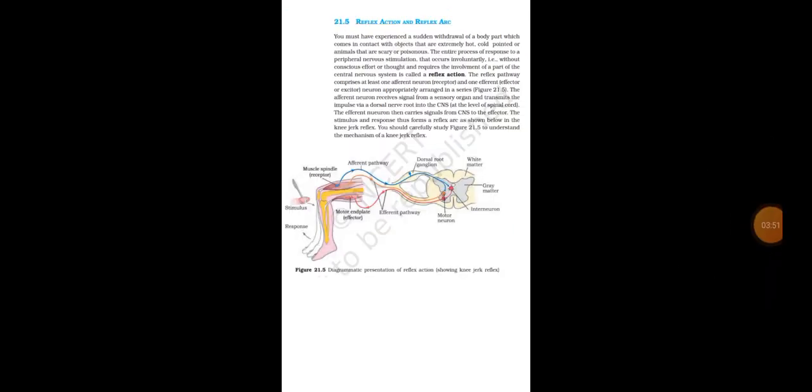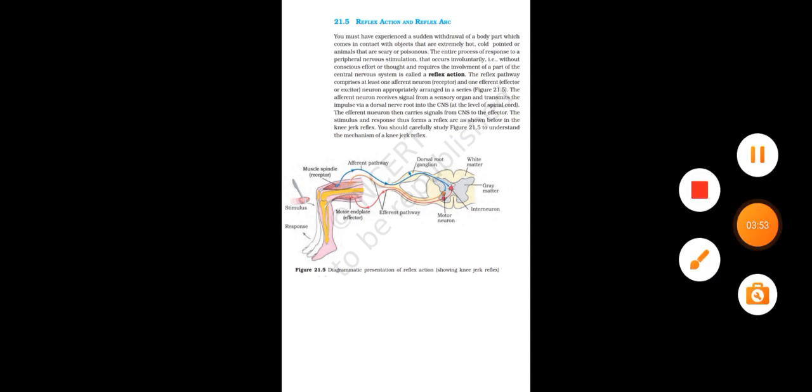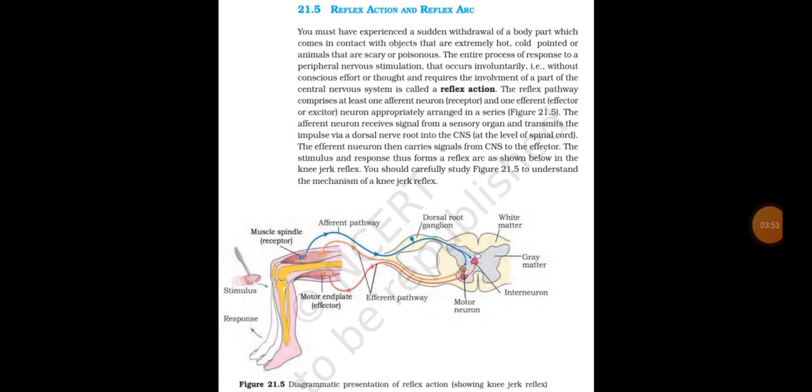Reflex action and reflex arc. We have all experienced a sudden withdrawal of a body part which comes in contact with objects that are extremely hot, cold, pointed, or animals that are scary or poisonous. The entire process of response to a peripheral nervous stimulation that occurs involuntarily, that is, without conscious effort or thought, and requires the involvement of a part of the central nervous system is called a reflex action.